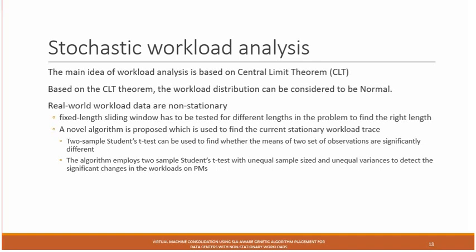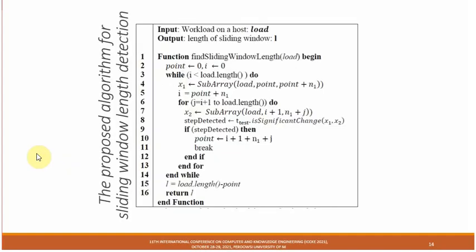Two sample student t-tests can be used to find whether the means of two sets of observations are significantly different. The algorithm employs two sample student t-tests with unequal sample size and unequal variances to detect the significant changes in the workloads on PMs. Here we present the algorithm to find the length of the sliding window dynamically. The algorithm employs two sample t-tests to find the target window length.